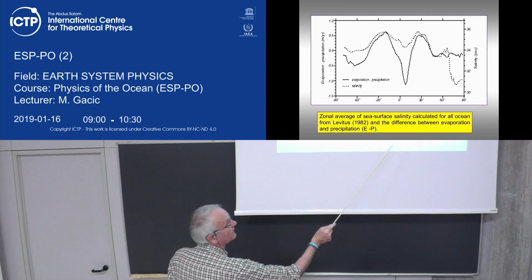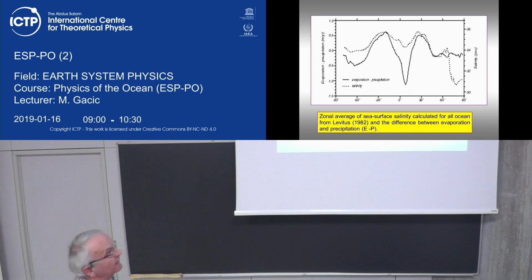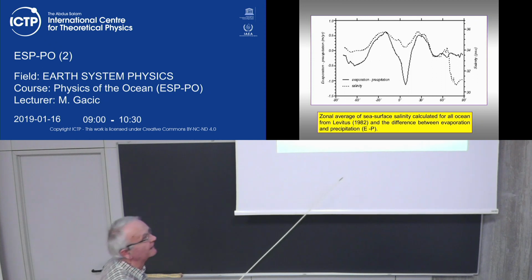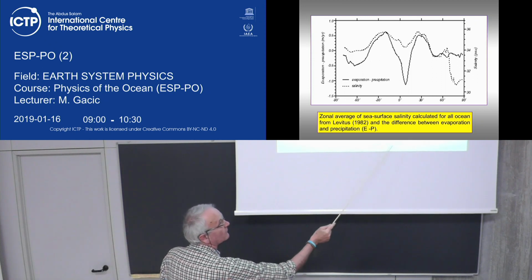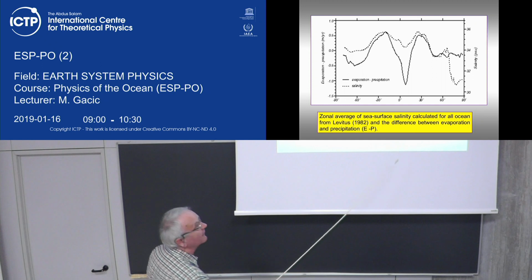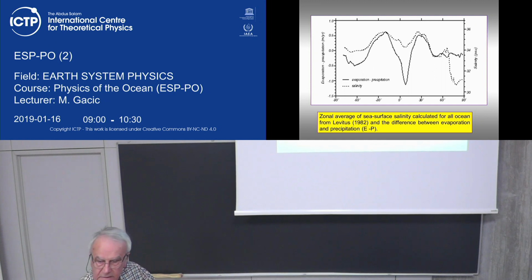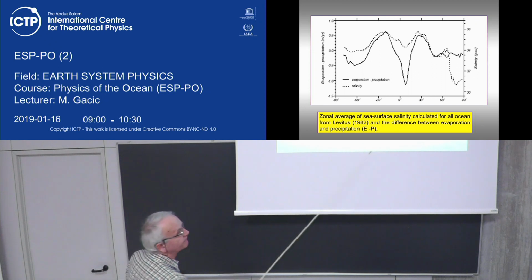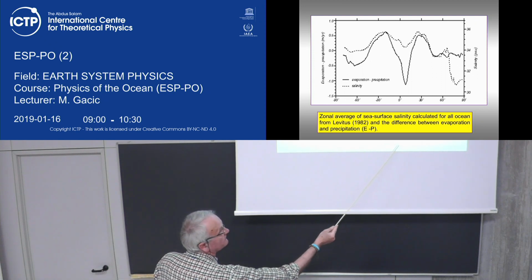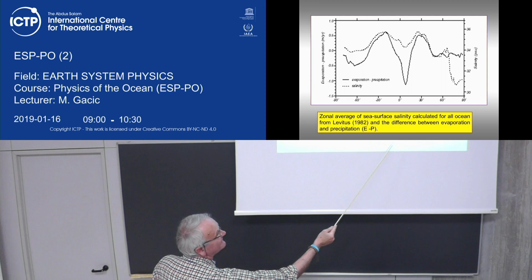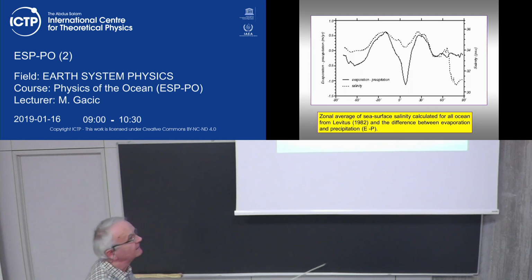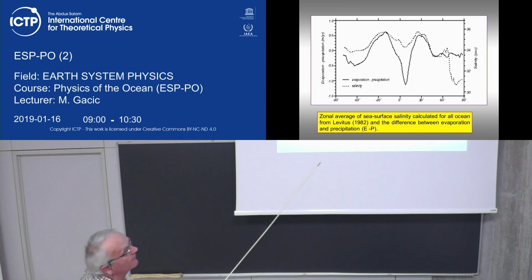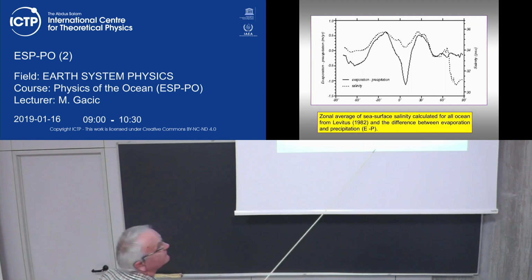And this is how this looks like. The northern part has another salinity minimum here, and this is where there is a lot of polar ocean in the northern hemisphere, the ice breaking and a lot of river discharge and so forth, and rainfall.